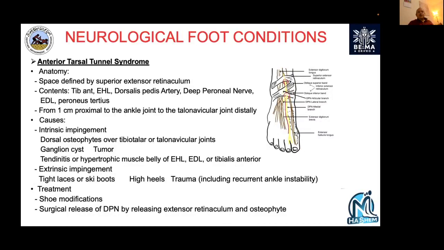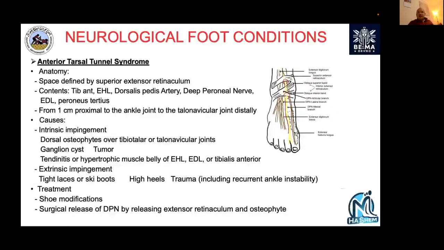And the causes, again, same as tarsal tunnel, either something coming from inside the tunnel, like a ganglion, like an osteophyte, like a tumor, like a tenosynovitis, same story, or extrinsic extensor impingement, mostly when the patient is using high heels, and because the patient is using the high heel, the patient is putting the extensor retinaculum into a very stretched position, and it's compressing over the nerve. The other one is to have very tight laces or ski boots, and if the patient has a trauma to this site, especially if the patient has a recurrent instability of the ankle.